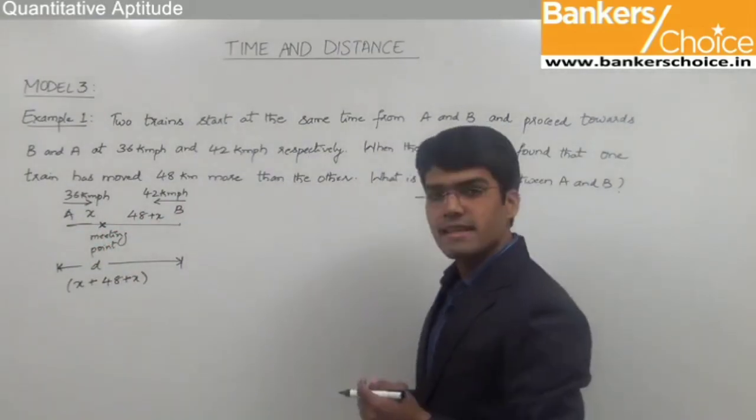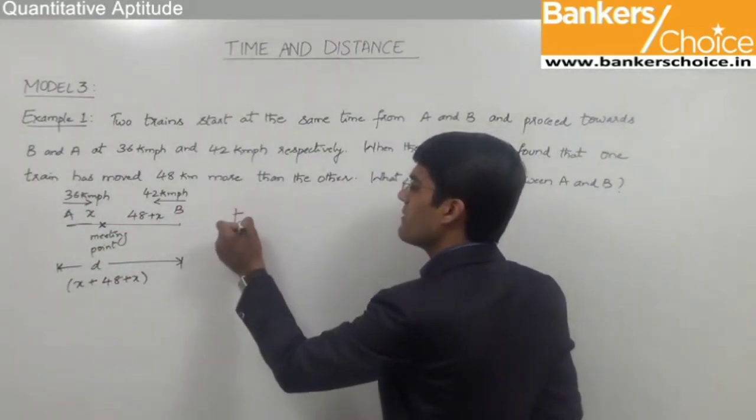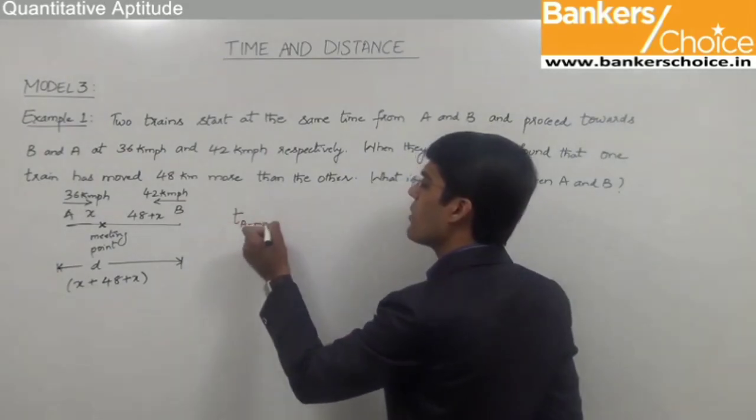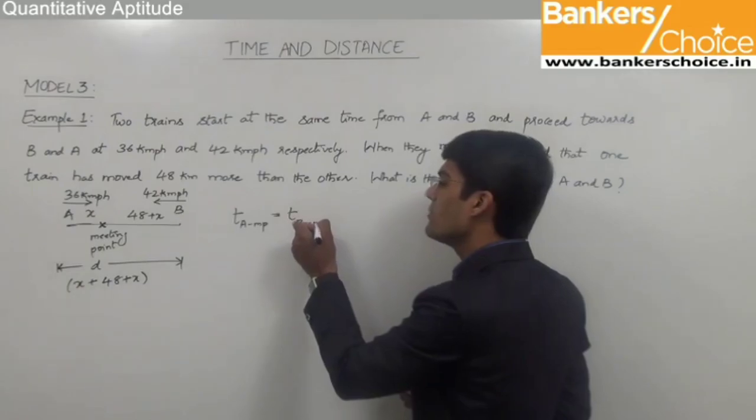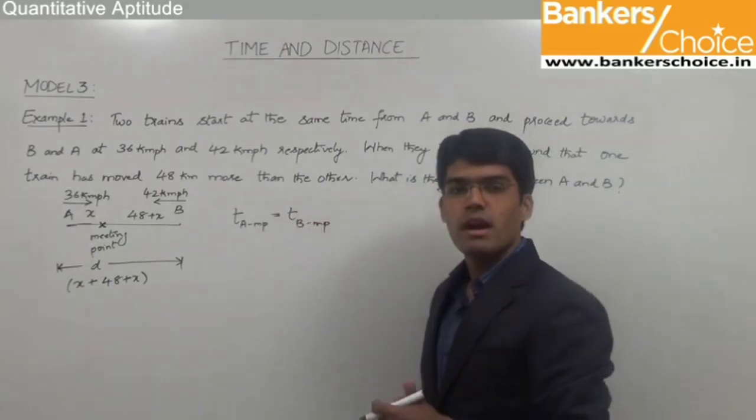So very clearly we can say that the time taken by the first train which started from A up to the meeting point should be equal to the time taken by the second train which started from B up to the meeting point. So these two times are equal.